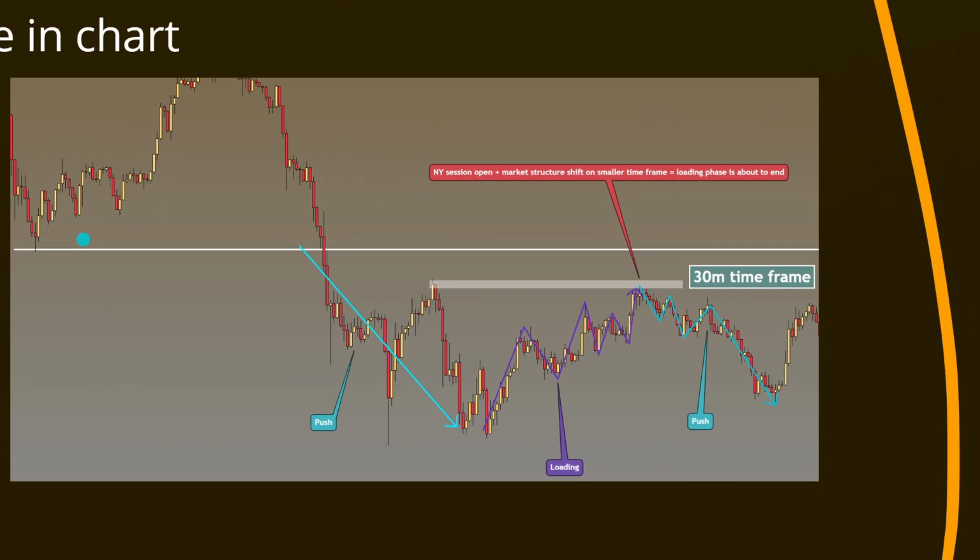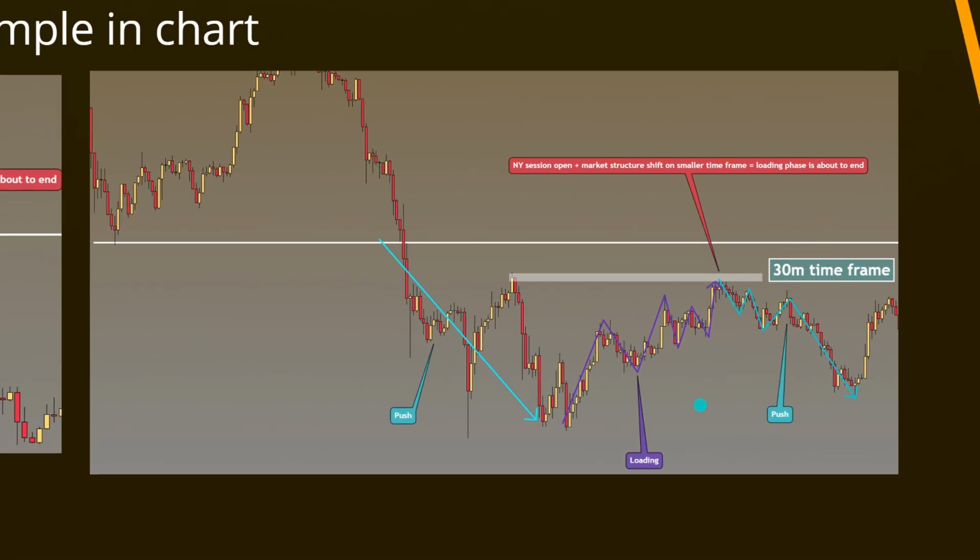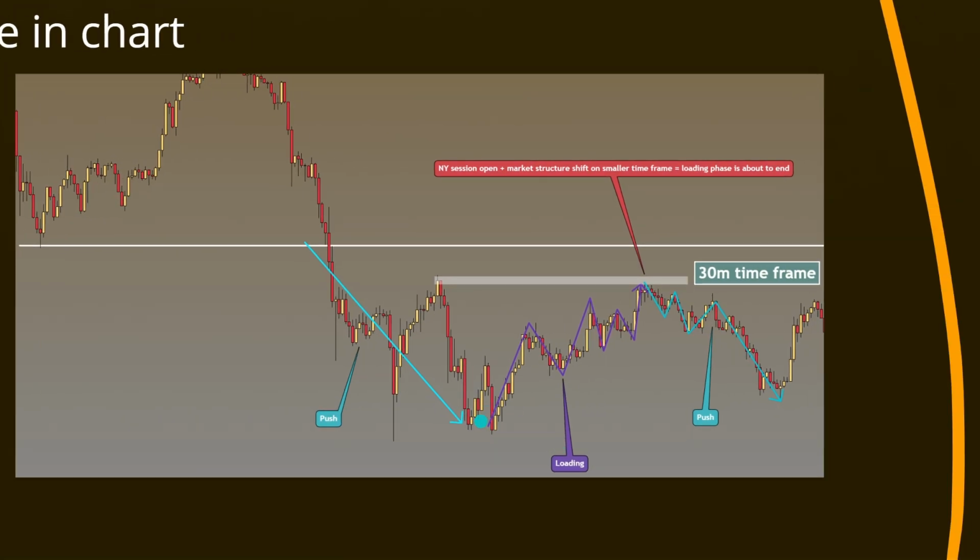Okay, so now I am switching to the lower time frame. From this area to this area, don't forget, is the push phase. We don't take the first push phase. Then this is the loading phase. You are seeing on the lower time frame it's building bullish market structure inside a bearish trend on the higher time frame, so this is a pullback. Here in this area we have a resistance area, and we have New York session open plus market structure shift on the smaller time frame. We are seeing the market structure flipping from uptrend to downtrend.